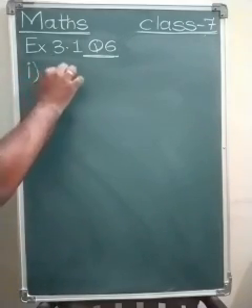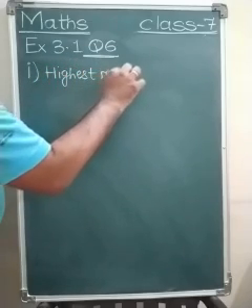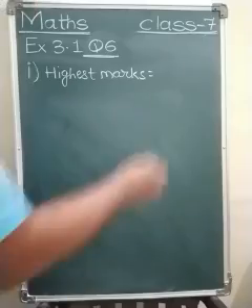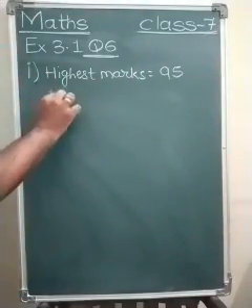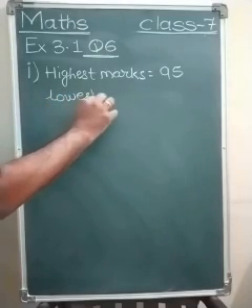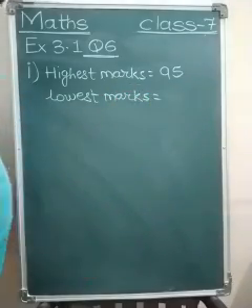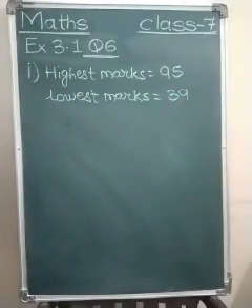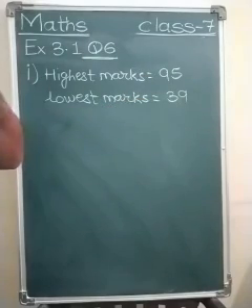So highest marks equals 95, and lowest marks equals 39. The highest marks we have written, that is 95, lowest marks we have written, that is 39.